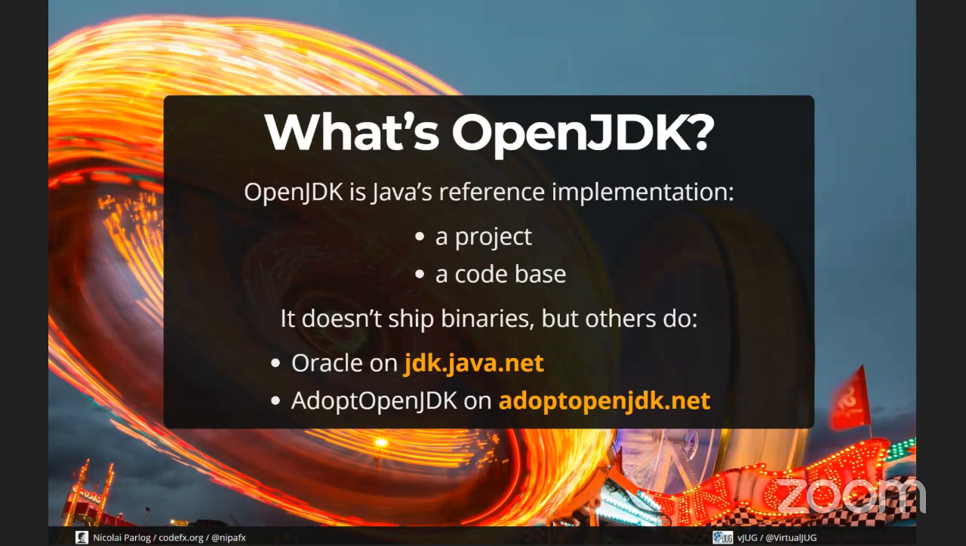What is not part of the OpenJDK is any kind of binary. OpenJDK does not offer any binary that you can download. There are people building binaries from that code base. Oracle does that and shows them on jdk.java.net. AdoptOpenJDK does that and shows them on adoptopenjdk.net. And other companies do that. We're going to see that in a second. And by now, all of them build from their variant of the OpenJDK code base. But still, there is no simple, just OpenJDK release that you can download anywhere.